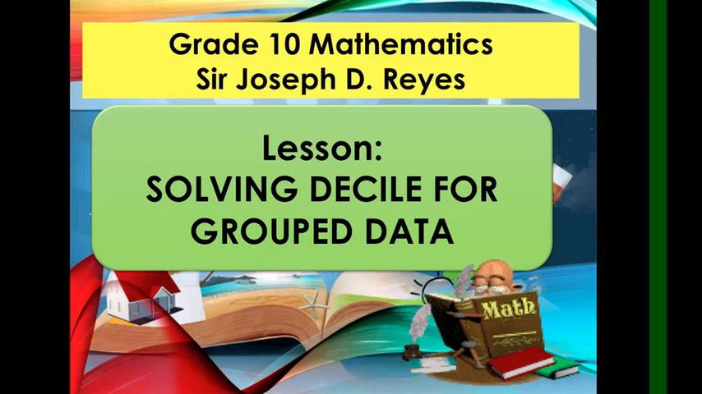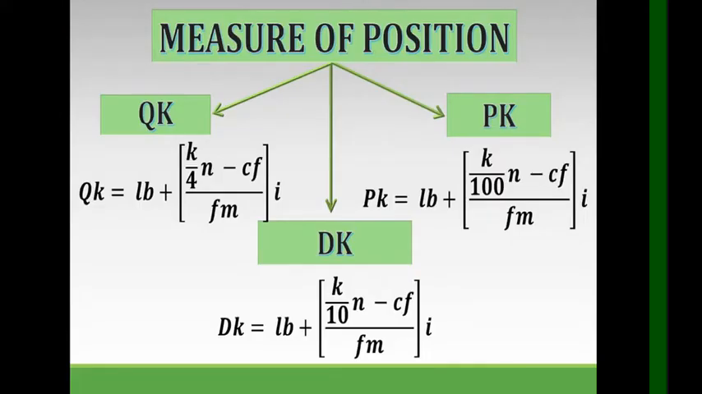Thanks, and now let's proceed to our main topic for today, which is all about solving Decile for group data. So for the measure of precision, we have these three components: the quartile, decile, and percentile. In this portion, we will talk about the decile.